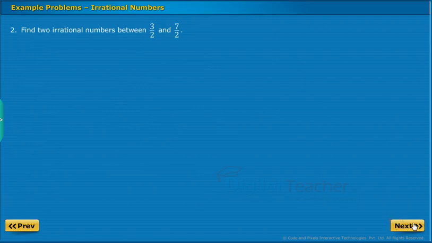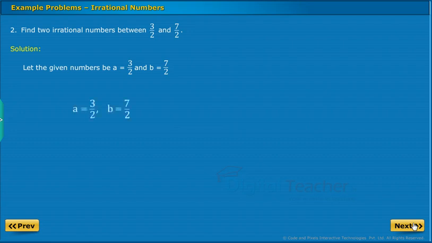Find two irrational numbers between 3/2 and 7/2. Solution. Let the given numbers be a equal to 3/2 and b equal to 7/2. We observe that both the numbers are rational since they are in the form of p/q, where q is not equal to 0. Initially, we need to find the decimal expansions of the given two numbers.